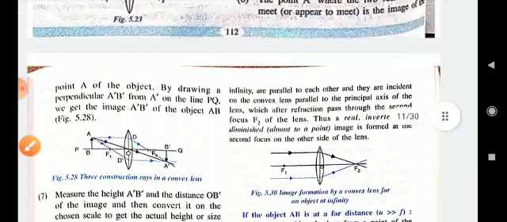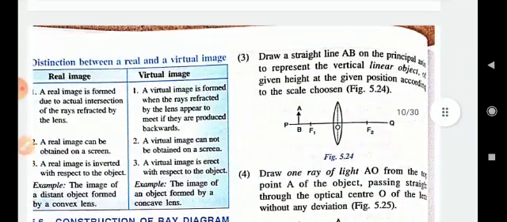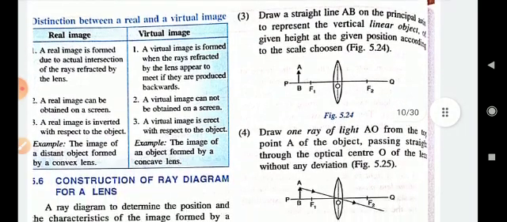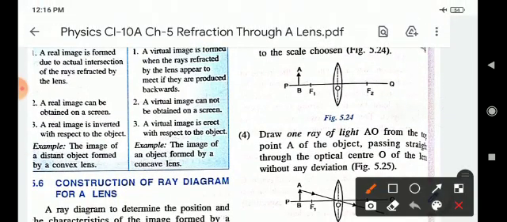Now we consider the third point. Draw a straight line AB on the principal axis to represent the vertical linear object of the given height at the given position according to the scale chosen. That is, PQ is the principal axis, F1 is the first focus, F2 is the second focus, and AB is the object.